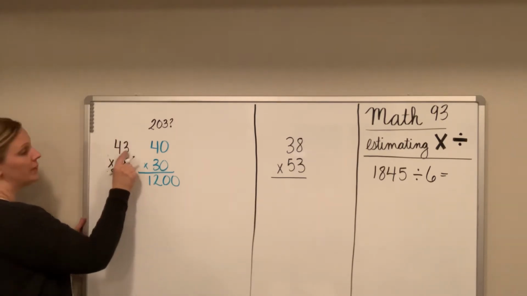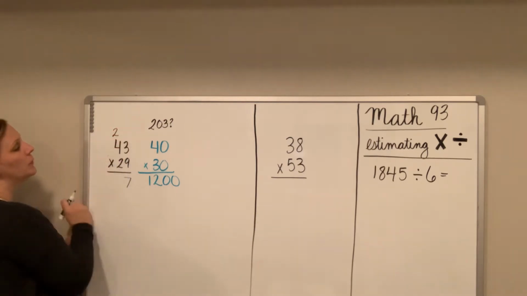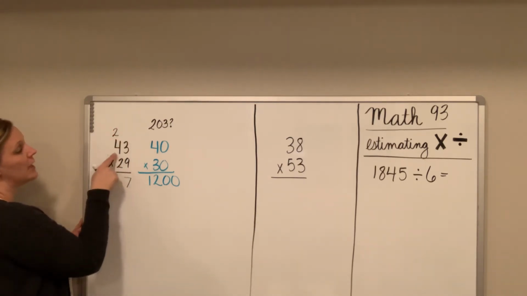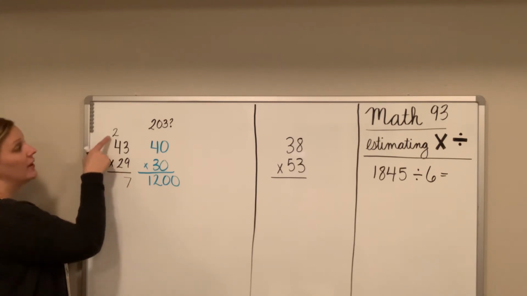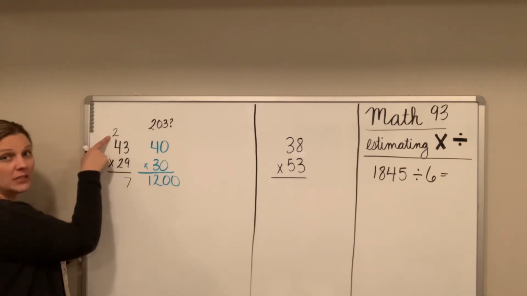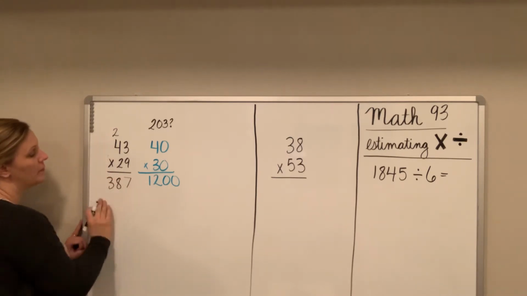We're going to multiply 9 times 3, which we know is 27. Put down my 7, carry my 2. My next step is going to multiply my 9 times my 4. You know 9 times 4 is 36. Then I need to add what I carried. 36 plus 2 is 38. Write that down. Okay, I finished my 9.